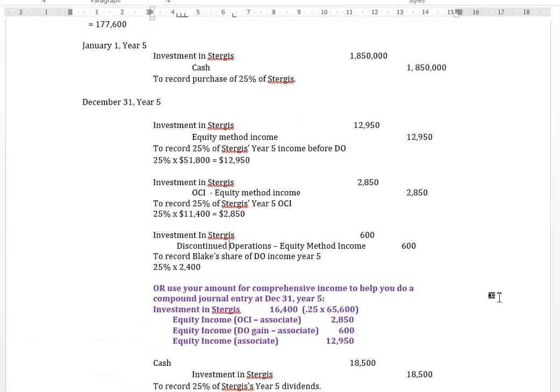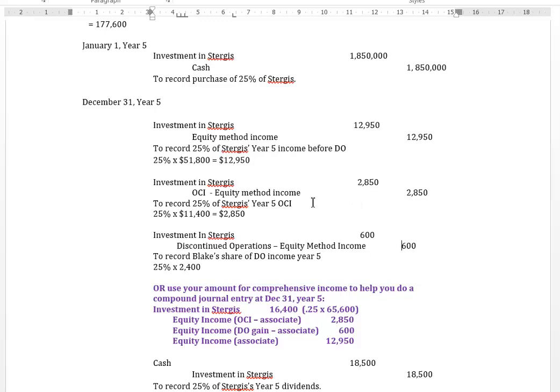Now we also have to pick up our share of the discontinued operations gain on an after-tax basis that Sturgis had, and that was $2,400. So 25% of that, that's our pro rata share, debits the investment and credits the discontinued operation equity method income for $600.